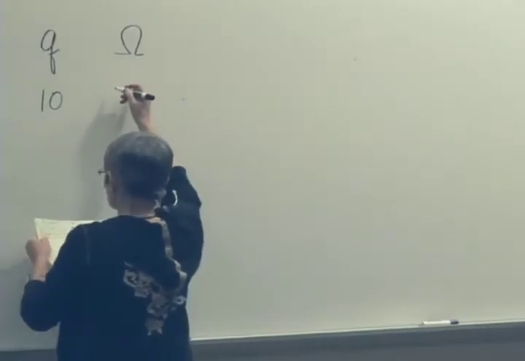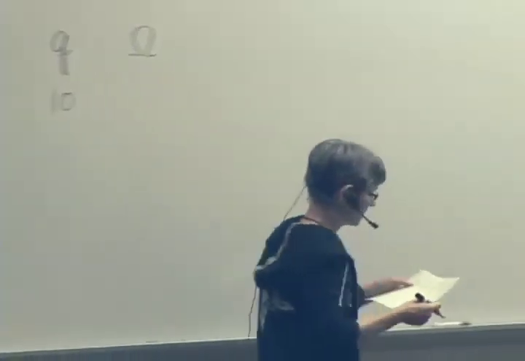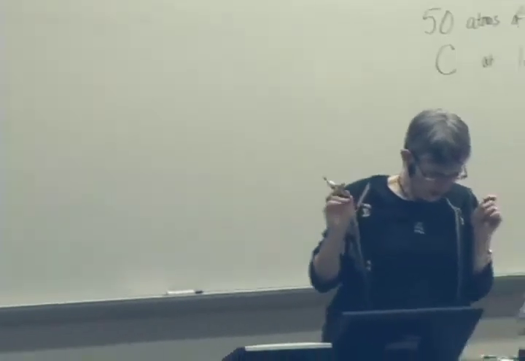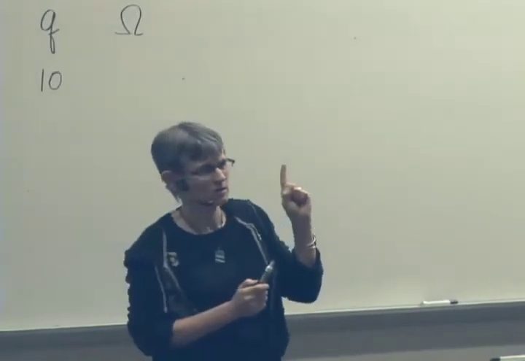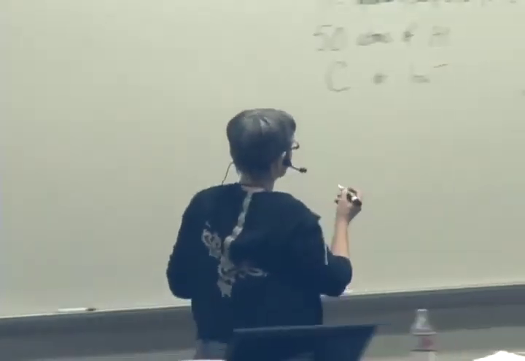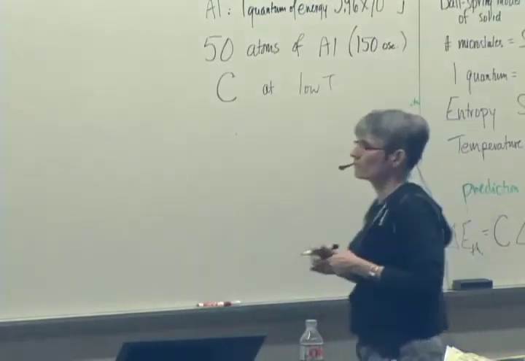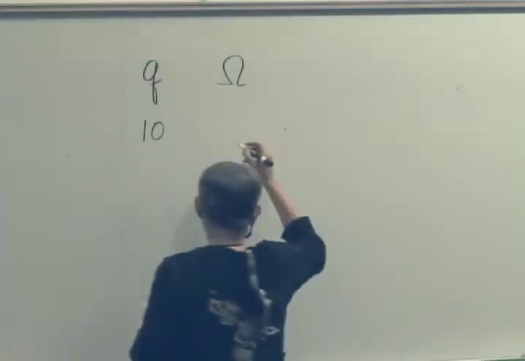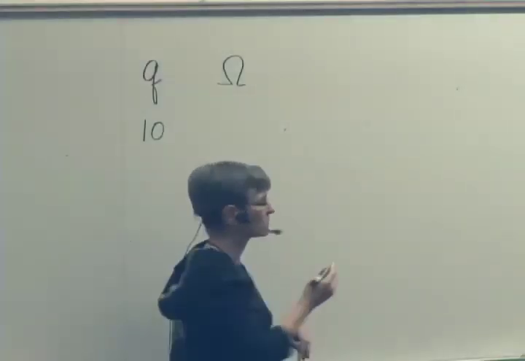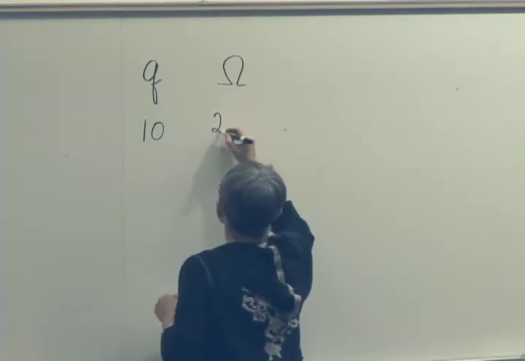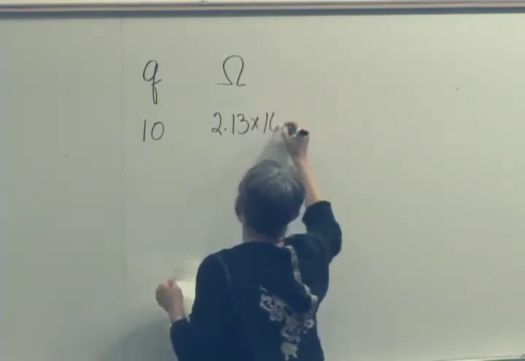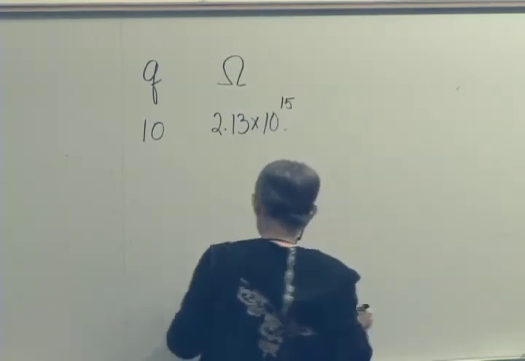Okay, so what's omega for this? What are the number of ways of arranging 10 quanta of energy among 50 aluminum atoms? 50 atoms, how many oscillators? 150. Okay, what's the number you got? 2.13 times 10 to the 15 ways of arranging energy.